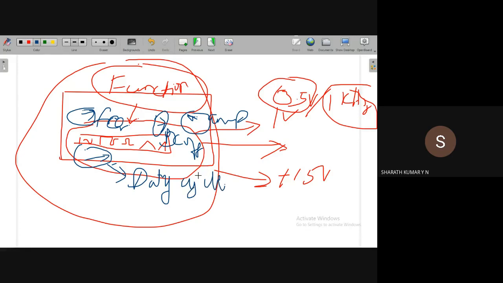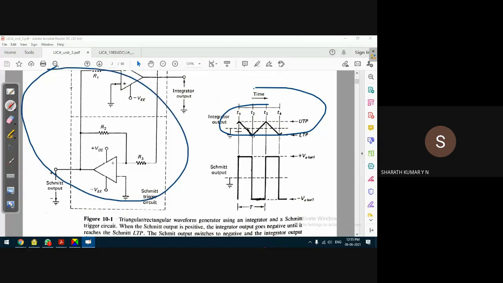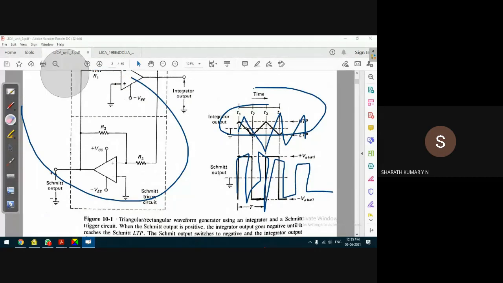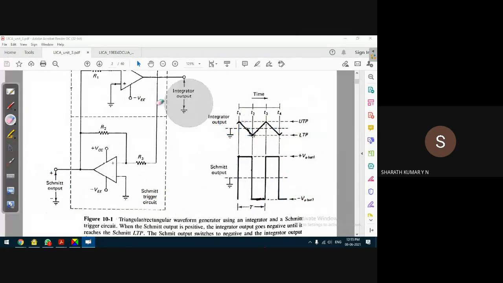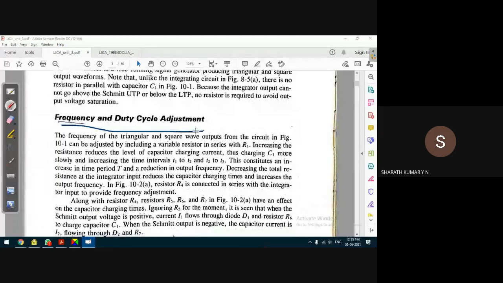So now in this circuit, what we discussed gives a fixed amplitude and fixed frequency. It's not modified. It's not variable. Now we have to modify the same circuit to generate a variable amplitude and variable frequency signal. That is the next topic: frequency and duty cycle adjustment. So we can adjust the amplitude of the signal, as well as the frequency of the signal, as well as the duty cycle of the signal.